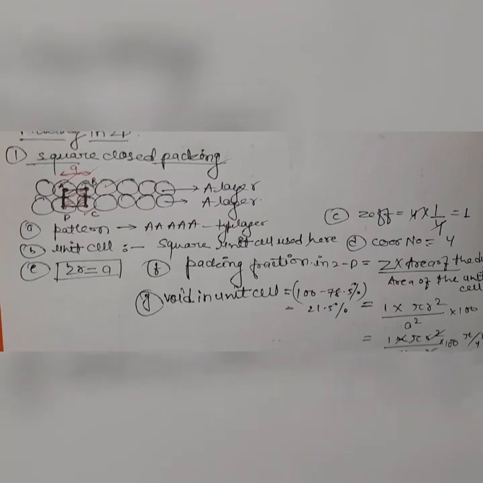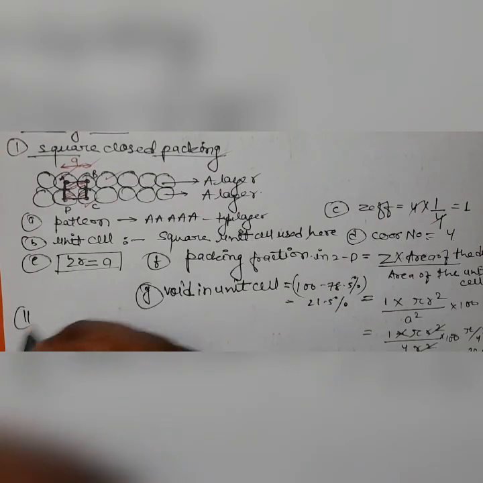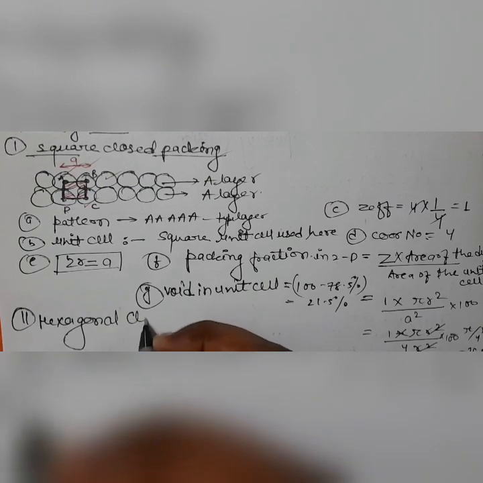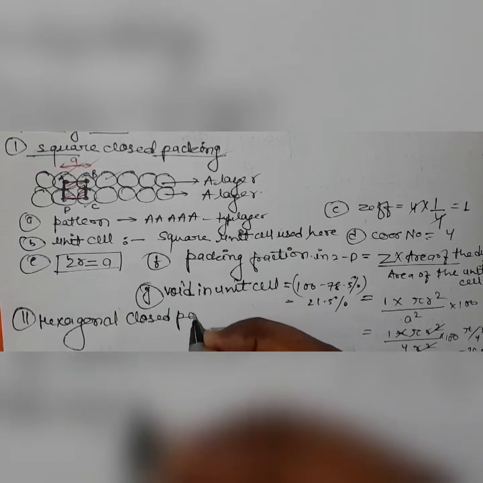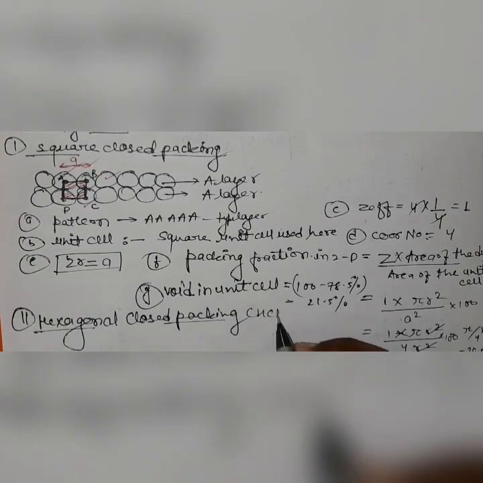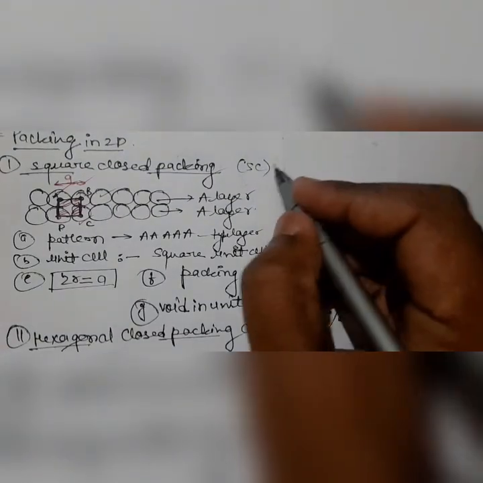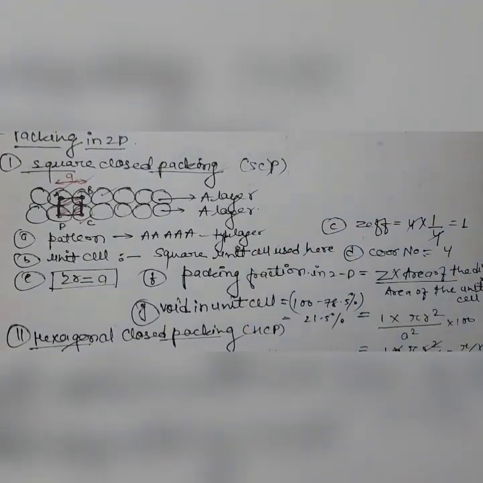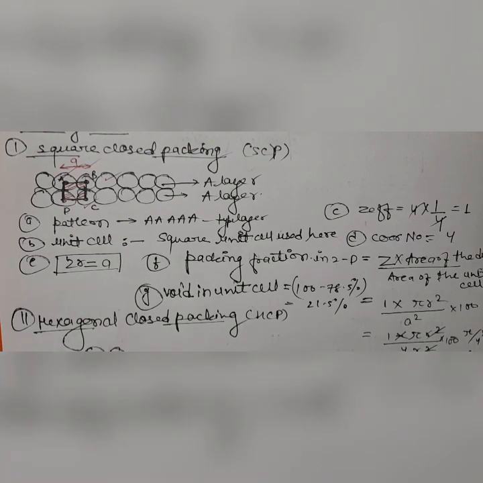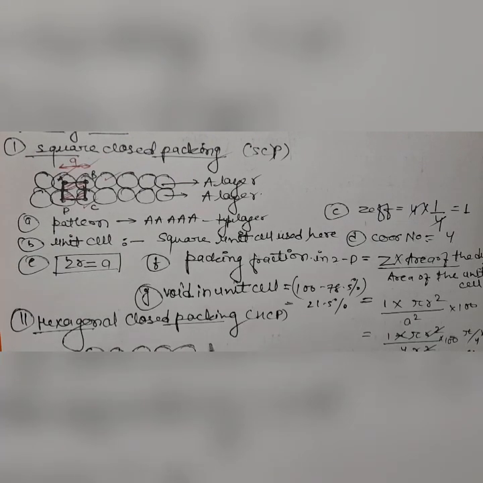That other kind is hexagonal close packing. The square close packing is called SCP, and here is hexagonal close packing. Here which kind of layer is present? Here I will discuss the type of layer present.